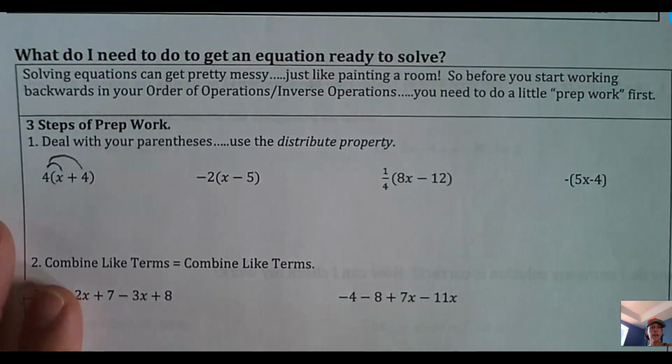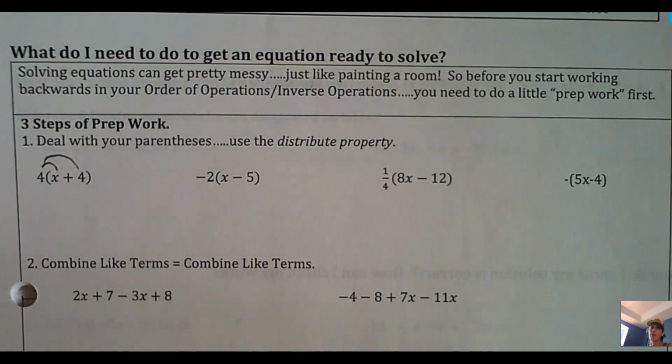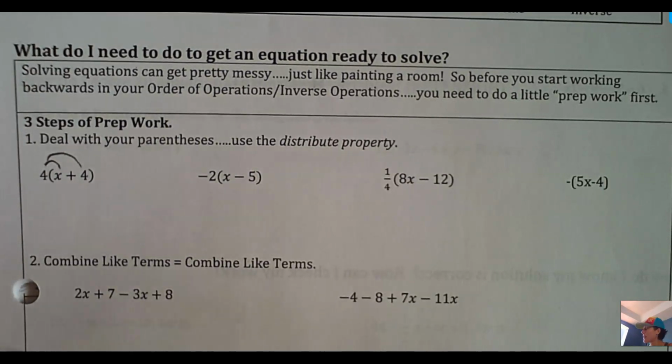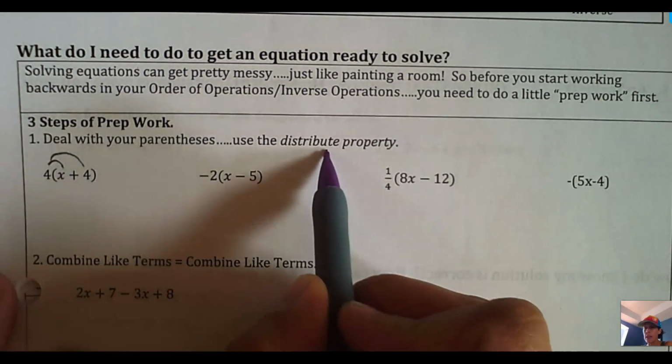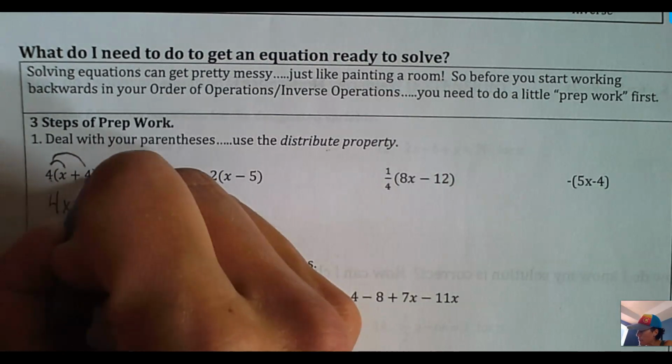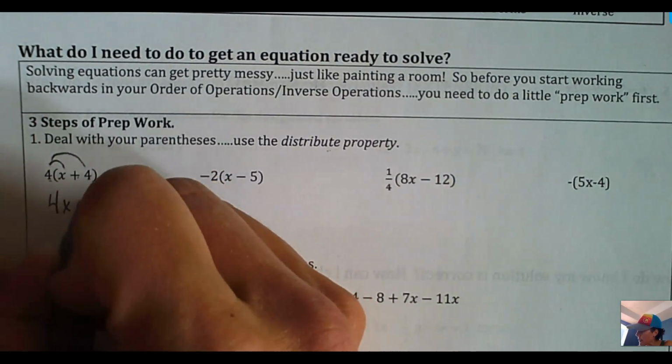As we progress through the year, you're going to hear me talk about the neighbors meeting the neighbors. Just know that this is the distributive property, and I'll use that phrase later on in the year. The distributive property is just you multiplying. So 4 times x is 4x, 4 times 4 is 16, and since I have a plus sign, I just carry that through.